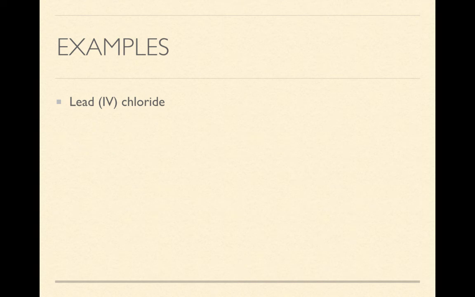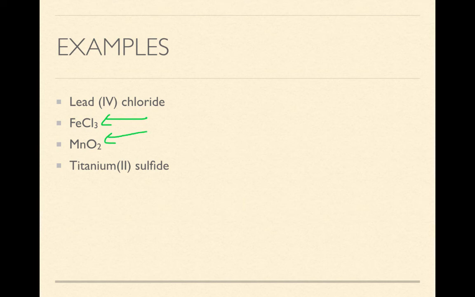Well, here are some examples that we'll work out in class, and you can work them out on your own if you'd like. We have lead 4 chloride. We have FeCl3, MnO2, and titanium 2 sulfide. Now with these compounds here, remember that that nonmetal will always have the same charge, and so you can use that to find the charge on the transition metal.